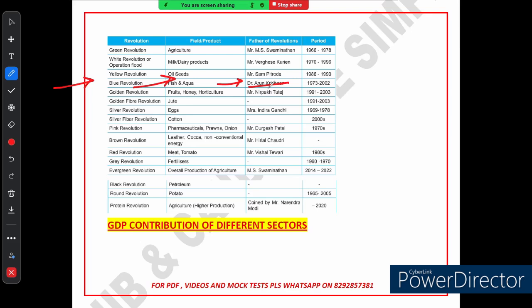The yellow revolution targeted the production of oilseeds to reduce India's dependency on imports for edible oil. By improving the cultivation of crops like mustard and sunflower, this revolution helped increase domestic production and supported the rural economy. The next is the golden revolution.